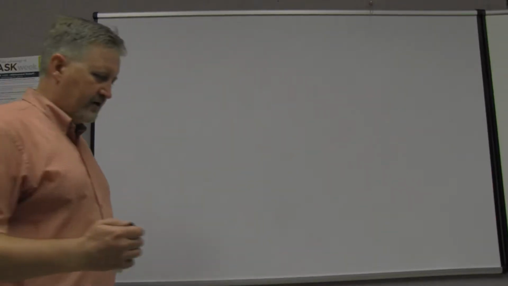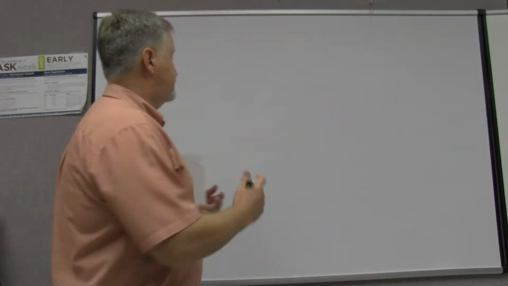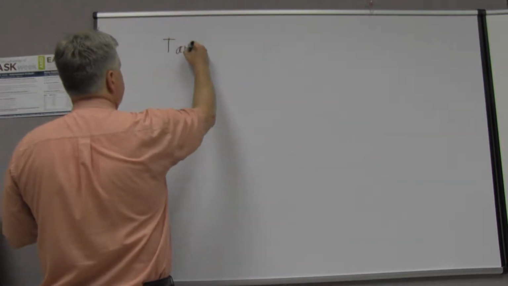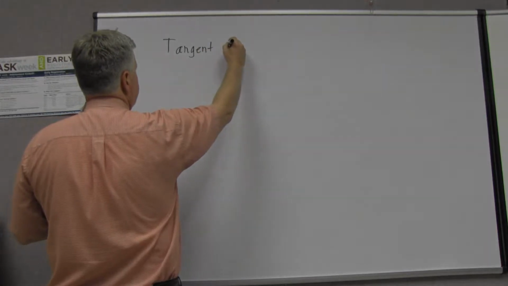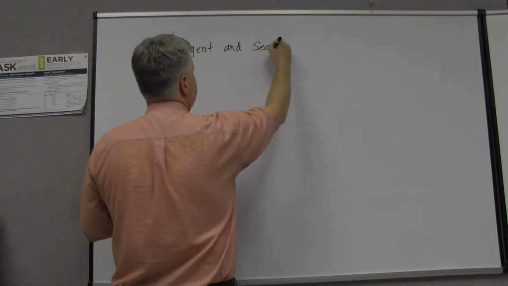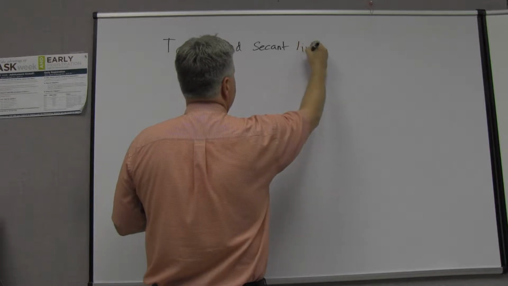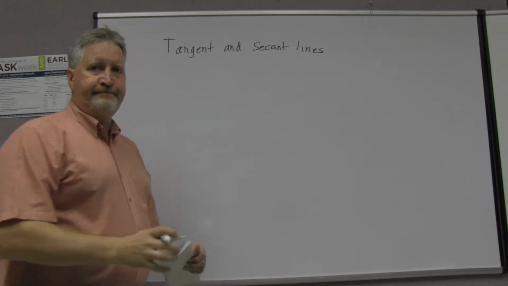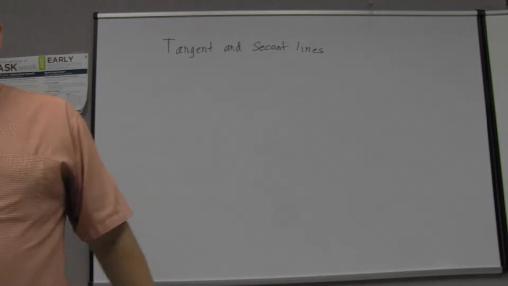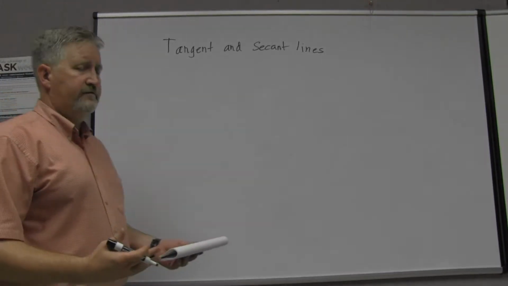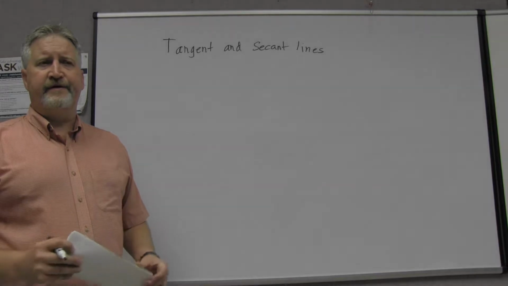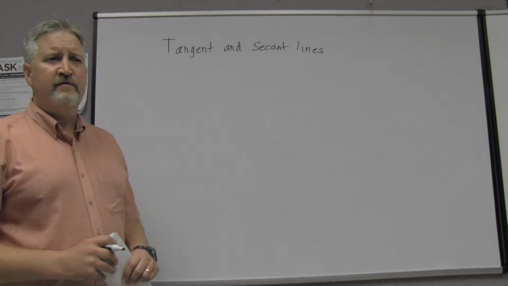Okay, we're going to talk about tangent lines a little bit. That's going to be a pretty important topic for us along the way throughout the semester here. So, looking at tangent lines and secant lines today anyway. Does anybody have an idea of what I mean by secant line?